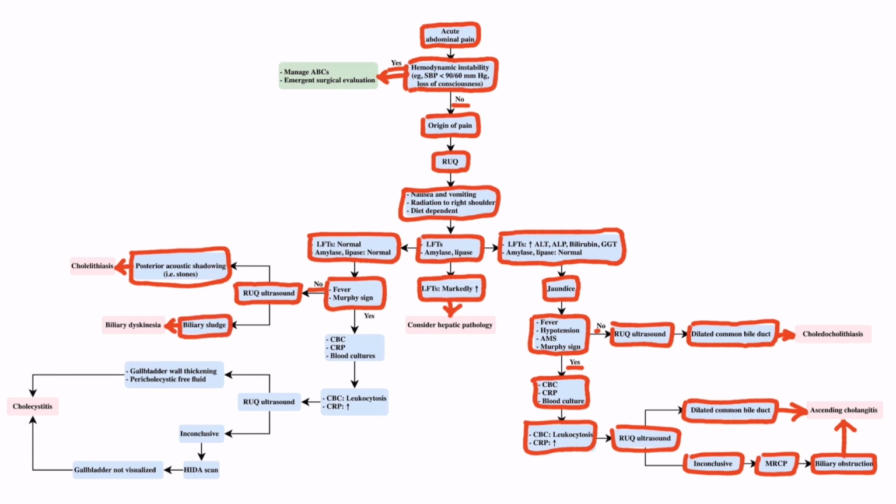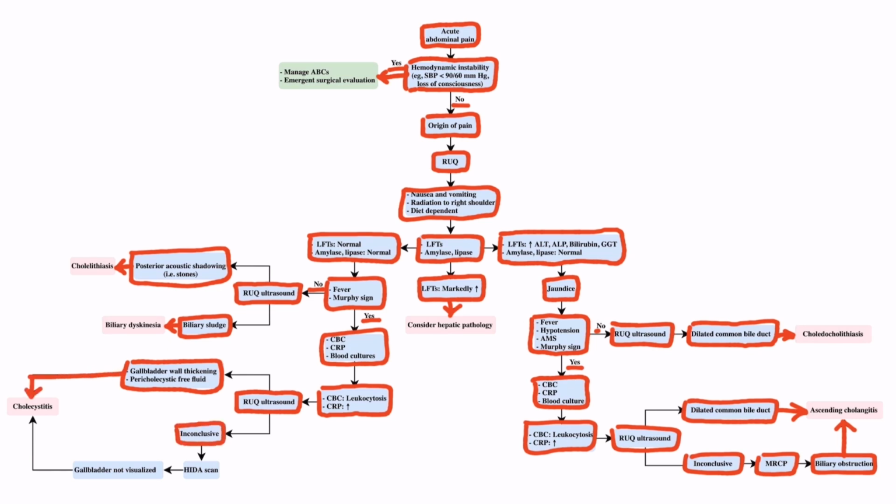When fever and a positive Murphy sign are present, CBC, CRP, and blood cultures are also obtained. Leukocytosis and an elevated CRP can direct us to a diagnosis of cholecystitis with right upper quadrant ultrasound. The gallbladder wall is typically thickened with a collection of pericholecystic free fluid. If inconclusive, HIDA scan is used. If the gallbladder is not visualized, this confirms a diagnosis of cholecystitis.